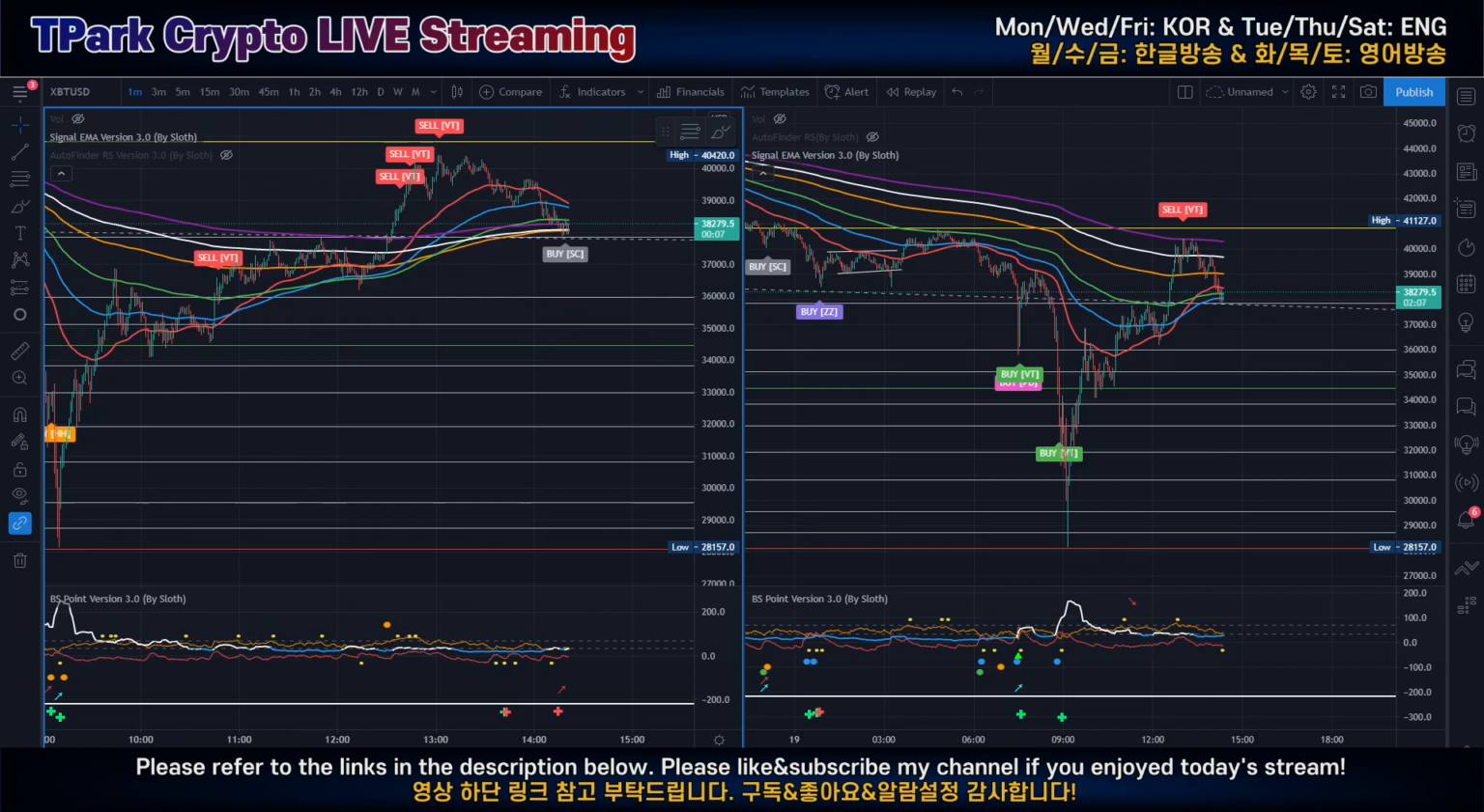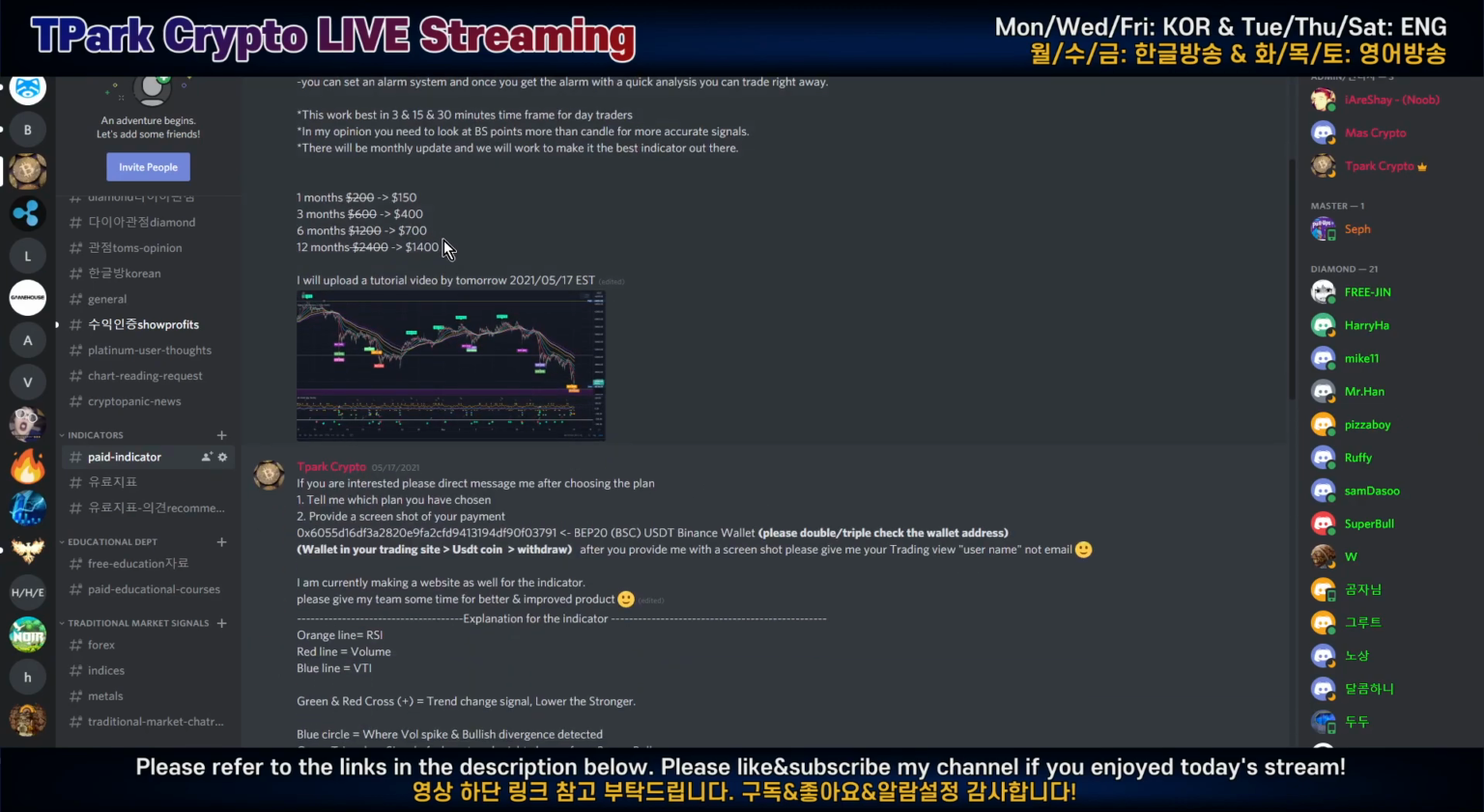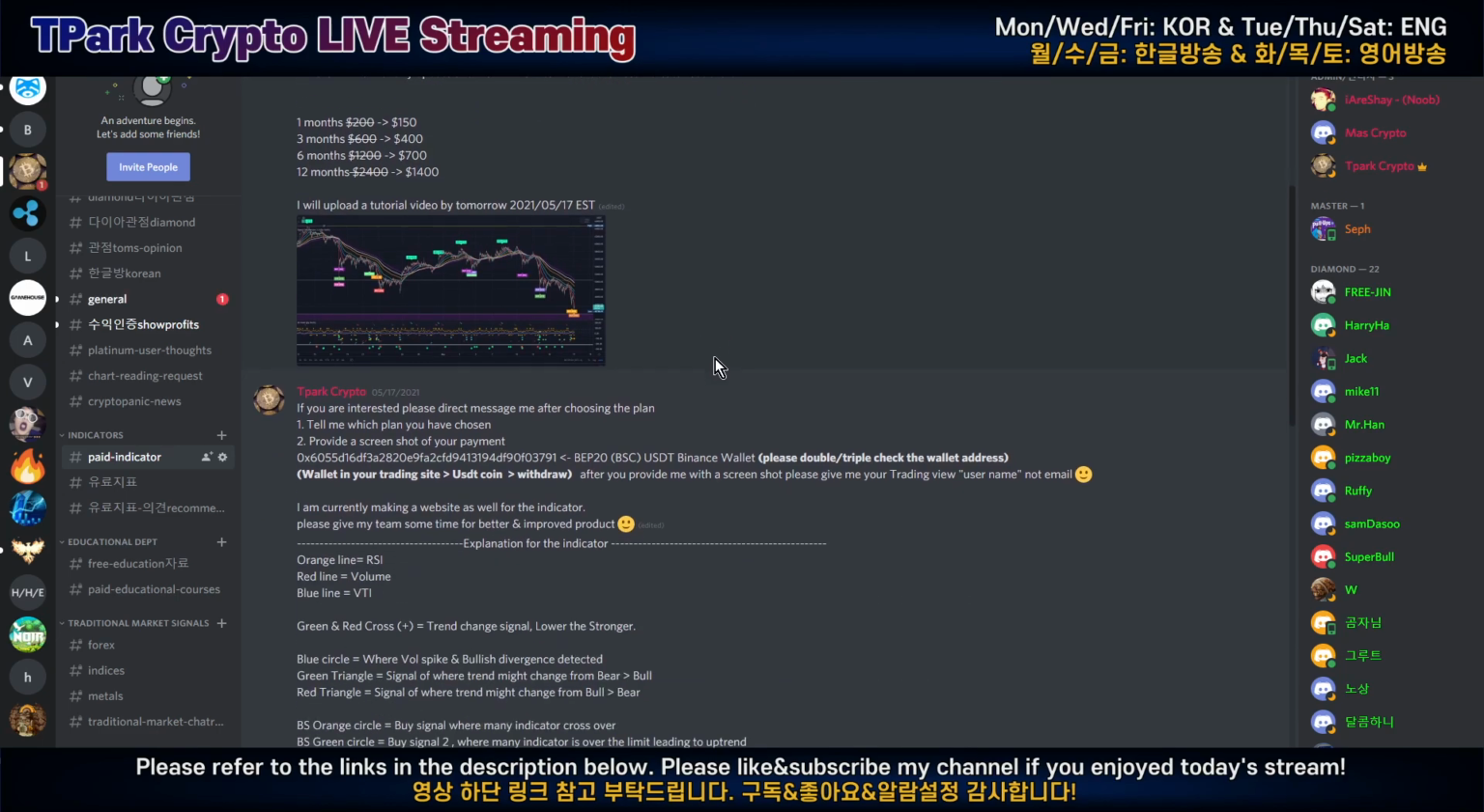Okay, so that's that. And number two is once you have paid for the indicator, you have to direct message me for now, and you have to show me a screenshot of your payment. Plus, you have to provide me with your TradingView username. Okay, so tell me the plan you have chosen and also a screenshot of it. And this is my wallet, USDT. Please double check if you have put the right one. And once you have finished sending, you have to tell me your username, not the email, of your TradingView, okay?